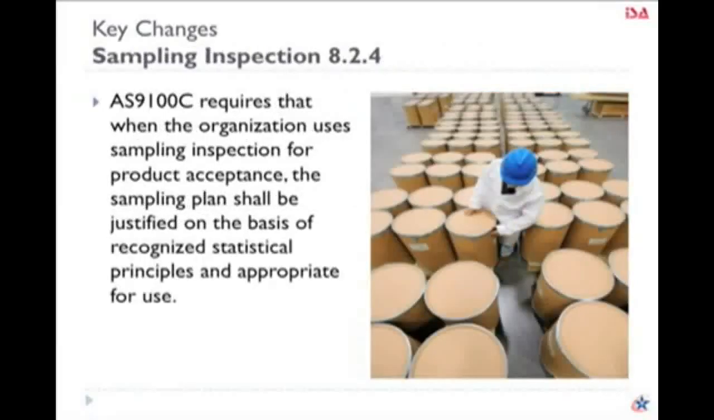AS9100C requires that when the organization uses sampling inspection for product acceptance, the sampling plan shall be justified on the basis of recognized statistical principles and appropriate for use. The rationale was that numerous requests were received to improve the sampling clause, and that the way it was previously written confined organizations, while other plans could still be proven statistically valid.